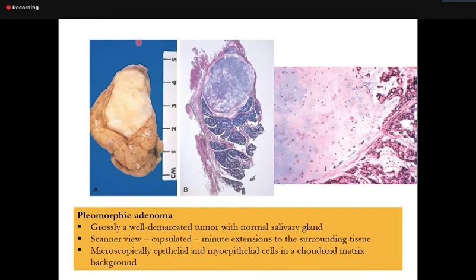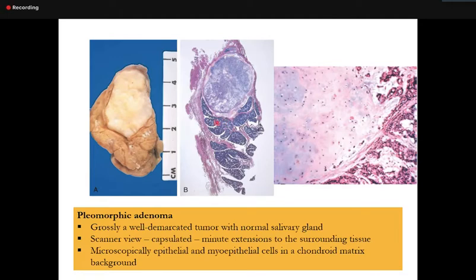Now, this is the gross appearance of pleomorphic adenoma. It seems well circumscribed and encapsulated as well. Now, this is a scanner view. This bluish area is the tumor. This is normal salivary gland. This is the tumor, and this is the capsule of this tumor. Although it appears circumscribed, some parts of this tumor are going beyond this capsule.